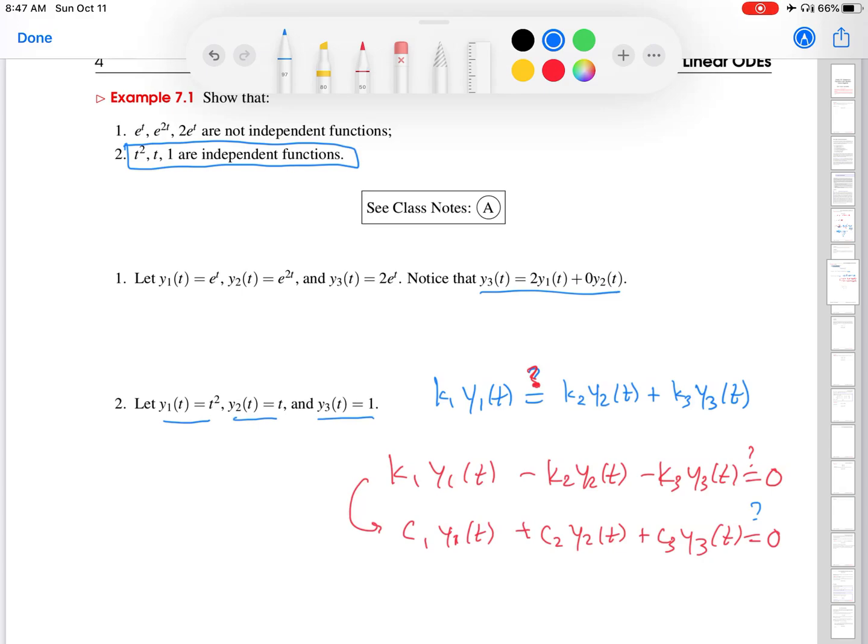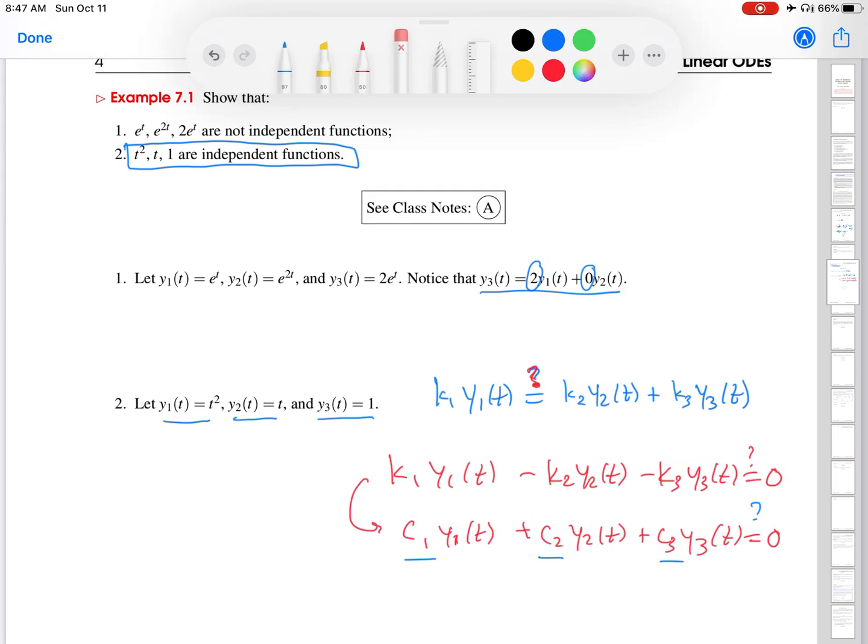So here we are. We're trying to figure out, are there constants c1, c2, c3 that make this equation true? And specifically, we want non-zero constants, right? Just like what happened up here. There's a 1 in front here, there's a 2 there, and there's a 0. That's fine, as long as not all of them are 0. That will give us a relationship between the three functions, which makes it not independent.